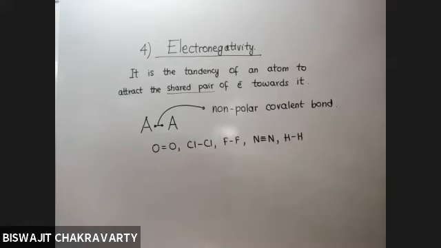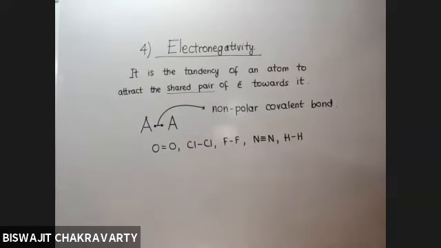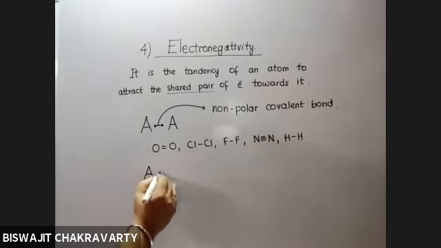Yes, sir. Understood? Okay. So they are non-polar covalent bonds. Why? Because both the atoms are similar. Nobody can take any share because both of them are equally strong, and therefore there is no net resultant. Now, coming to the second part, A bond B, as I said.